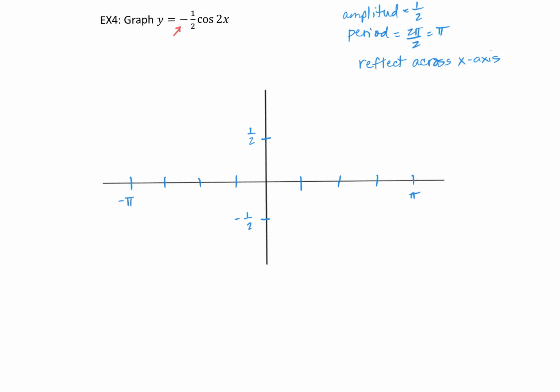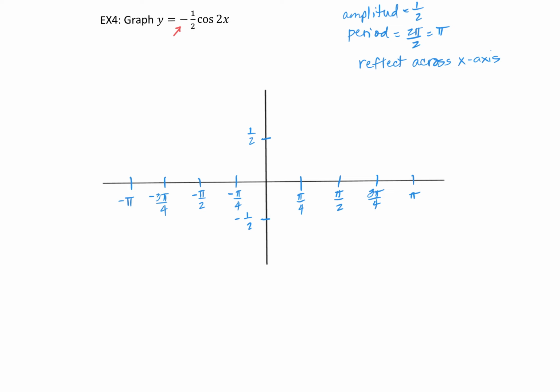Filling in those intermediate values. Again, if you take pi and divide by 4, it's just pi over 4. So each one of these is going to be a distance of pi over 4. So I've gone 1 pi over 4. 2 pi over 4 will reduce to pi over 2. 3 pi over 4. And then 4 pi over 4 would be the pi. Corresponding negative values, negative pi over 4, negative pi over 2, negative 3 pi over 4.